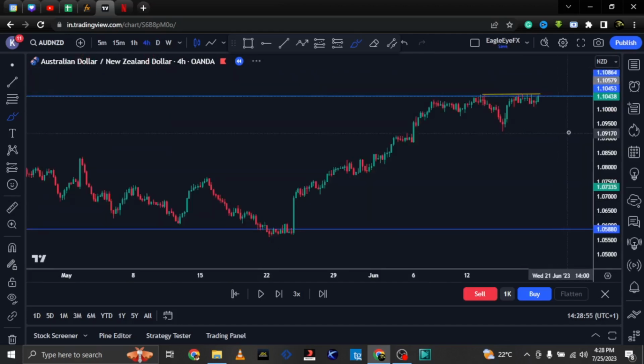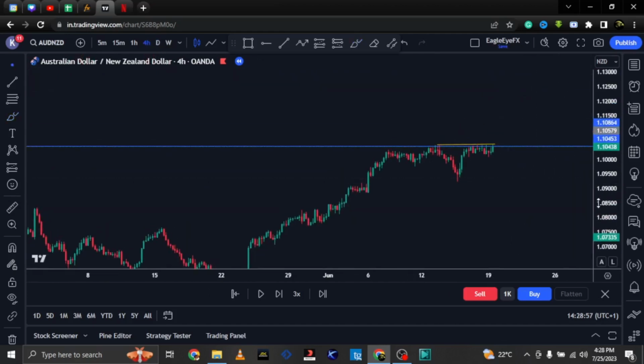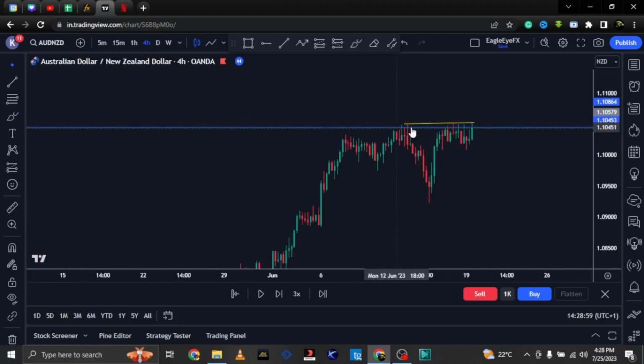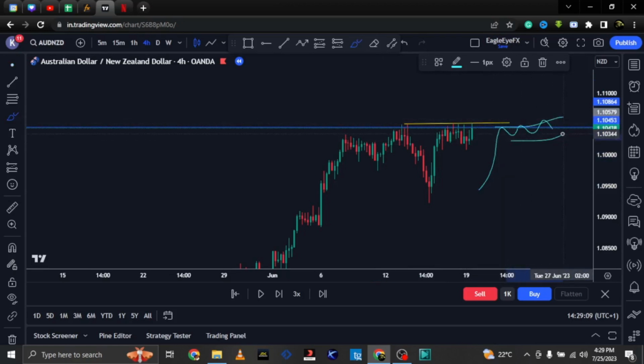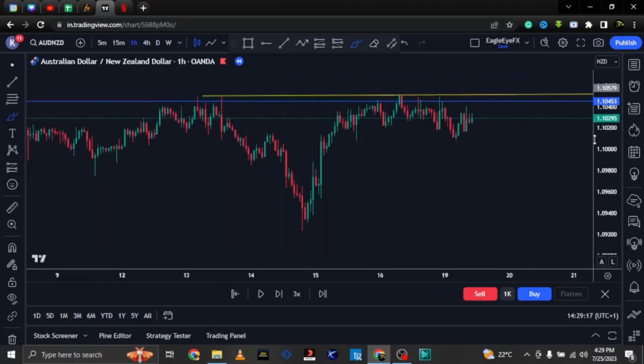So let's go to the 4-hour time frame. You can see that once this market got up over here, then we drew our structure over here, because remember, once we get here, we want to see this kind of structure. Then from that, we start looking for our selling opportunities. So let's go to the 1-hour time frame.